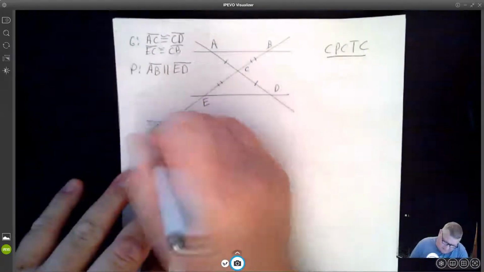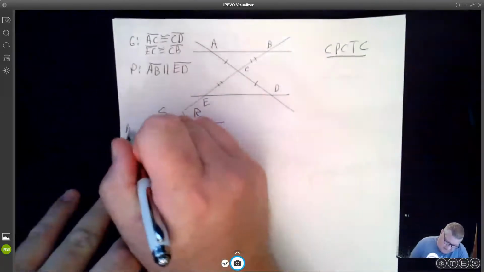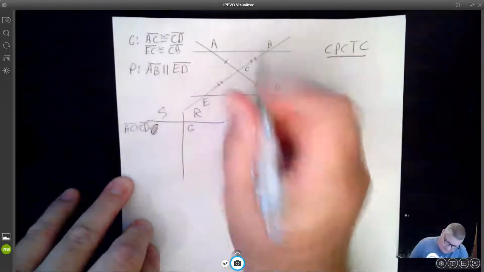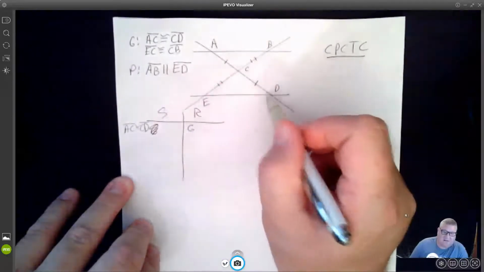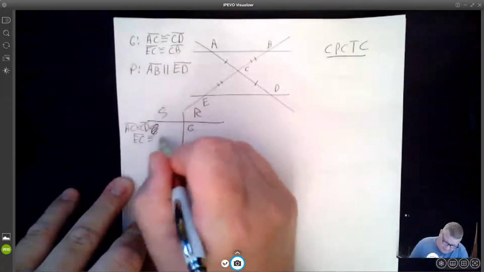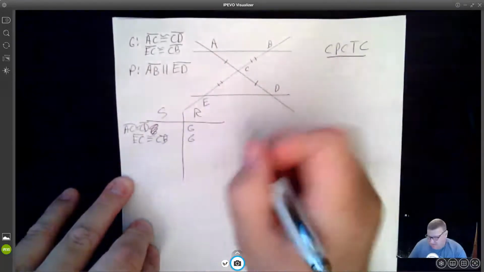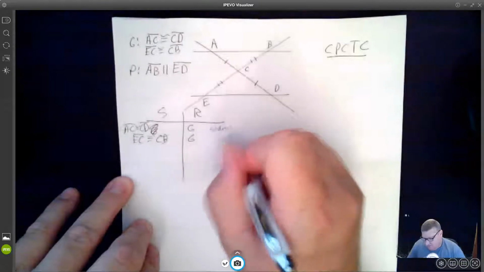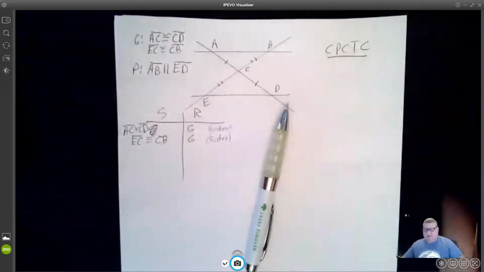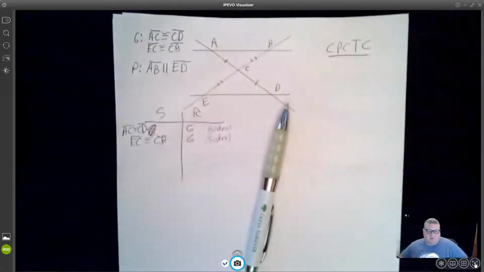Given. So we have statements and reasons, and we have that AC is congruent to CD, and that is given. AC congruent to CD, given. Then we also have EC is congruent to CB. That is also given. Now the nice thing is we have one set of sides here. We have another set of sides here. What we need is some angles, or some sides, to really start proving these triangles.